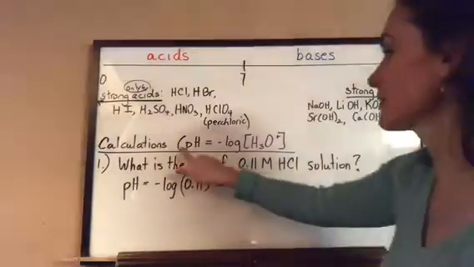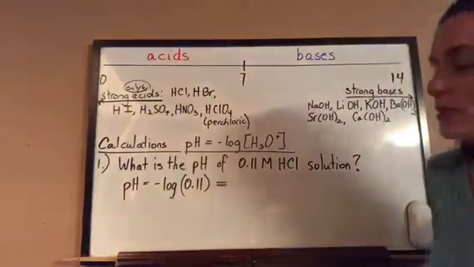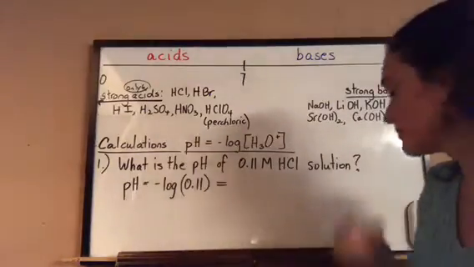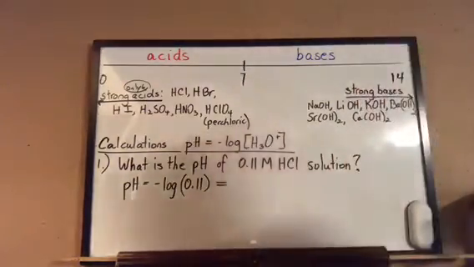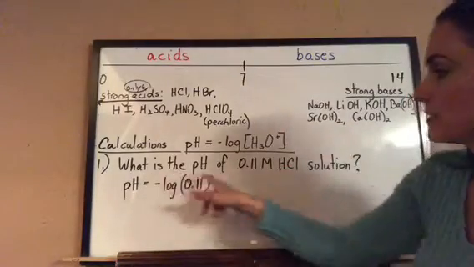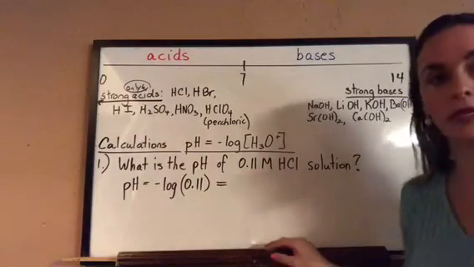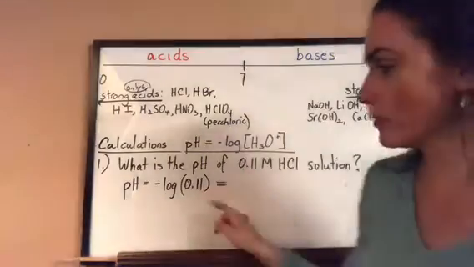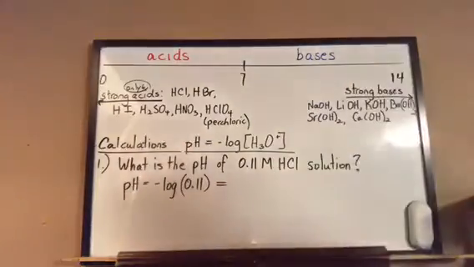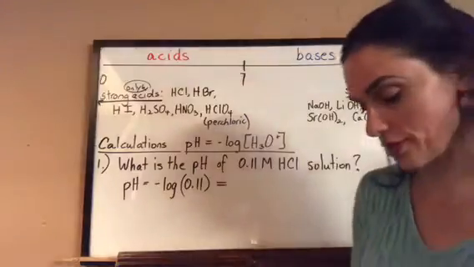So when we calculate the pH of a solution, we need to know the hydronium ion concentration. If it's a strong acid, then it's equal to the molar concentration. What is the pH of a 0.11 molar hydrochloric acid solution? Well, we need to take the negative log of that hydronium ion concentration.